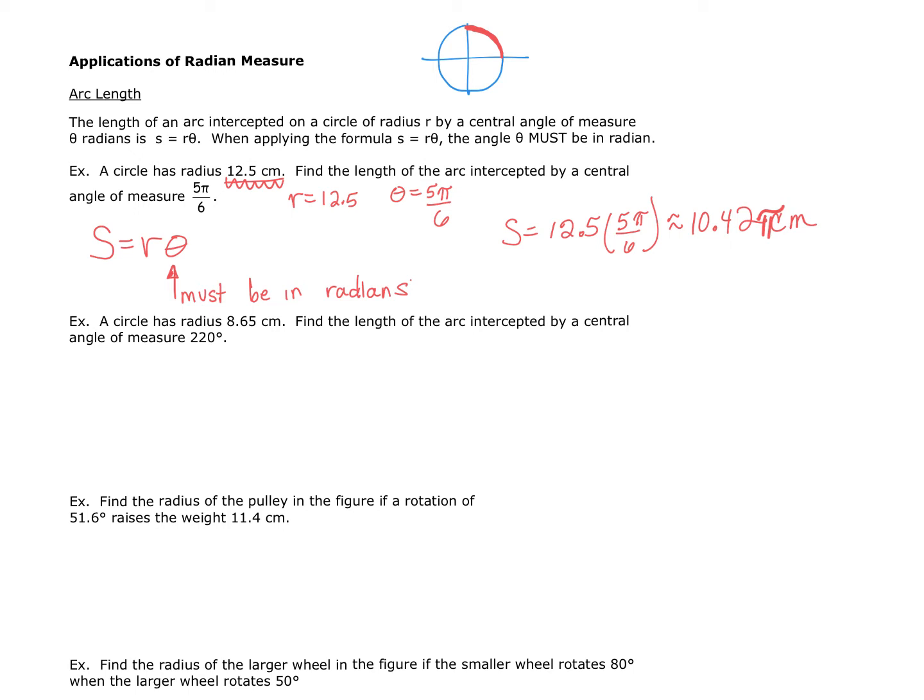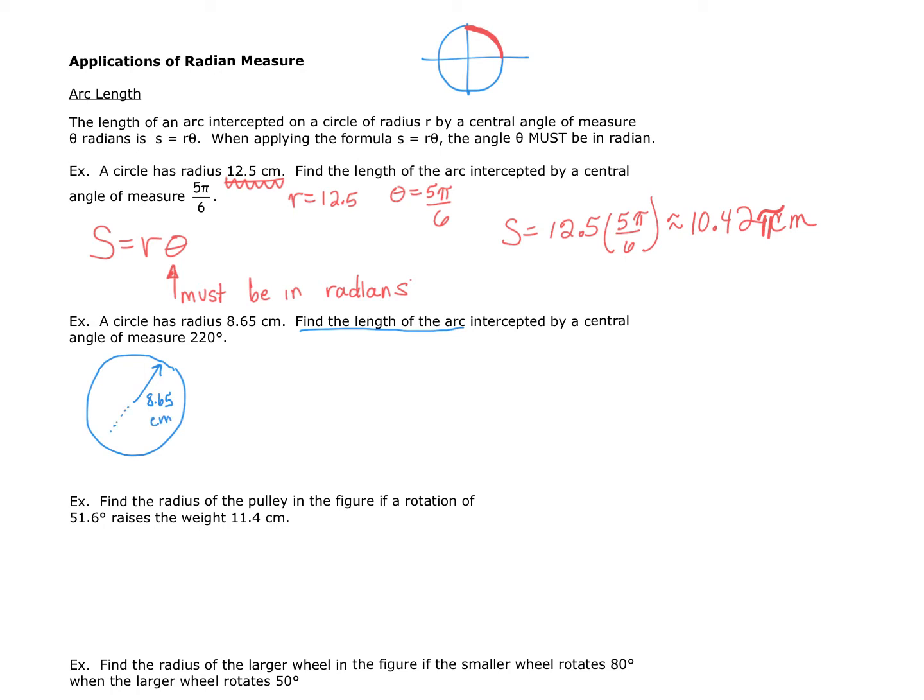Let's see if we can do that again. This one's slightly different. A circle has a radius of 8.65 centimeters. We want to find the length of the arc intercepted by a central angle measure of 220 degrees. So here's our 8.65 centimeters.